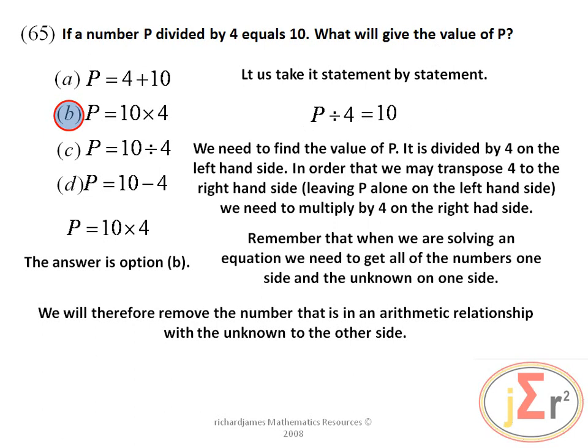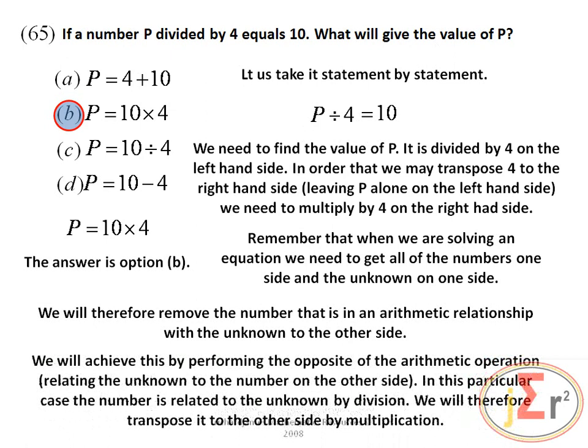How do we do that? We are going to do that by doing the opposite. We will achieve this by performing the opposite of the arithmetic operation relating the unknown to the number on the other side. So what we have is P divided by 4. We're going to do the opposite of this on the other side. The opposite of division is multiplication, so we will multiply by 4 on the other side.